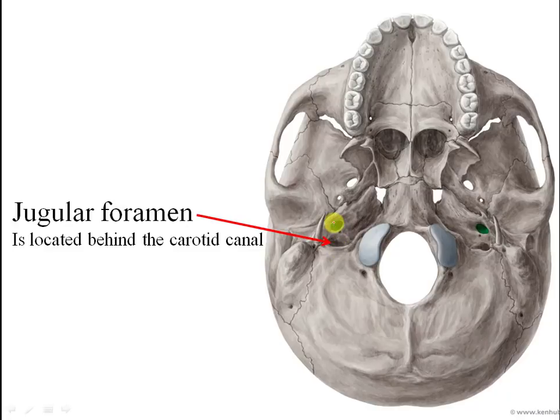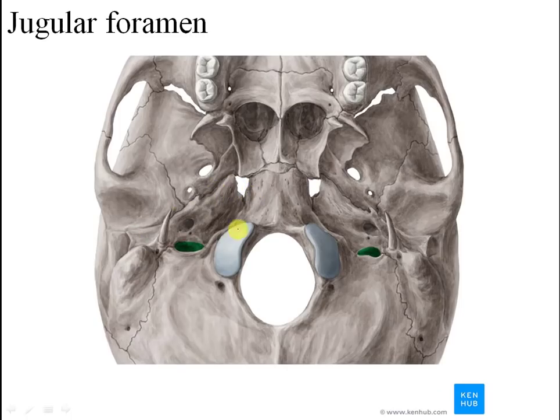Just posterior to the opening of the carotid canal, we have the jugular foramen, petrous part of temporal bone, foramen lacerum, posterior and lateral to foramen lacerum, the opening of the carotid canal. Posterior to the opening of the carotid canal is the jugular foramen. So you identify the jugular foramen as posterior to the carotid canal or just lateral to the occipital condyle.